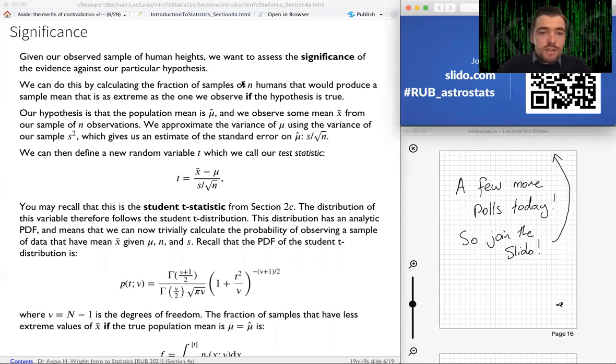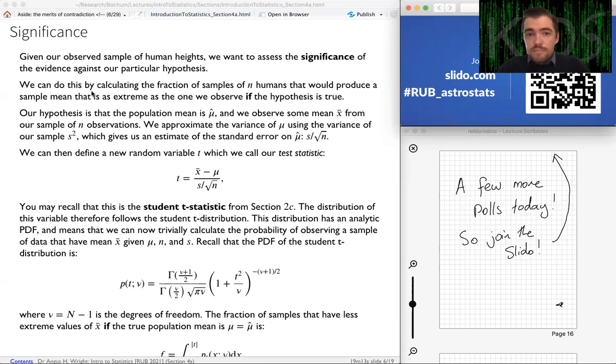One of the ways we can do this is, as I said, we take n humans and we calculate the mean of those heights, and then we ask the question, given a sample of n humans, how often should we observe an average height that is as extreme as the one which we observe, if the hypothesis is true?